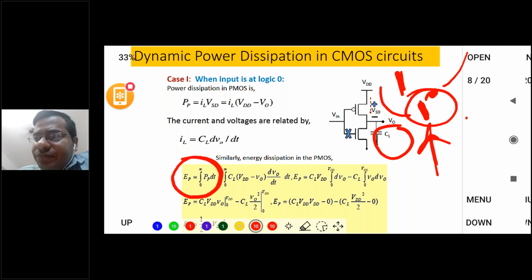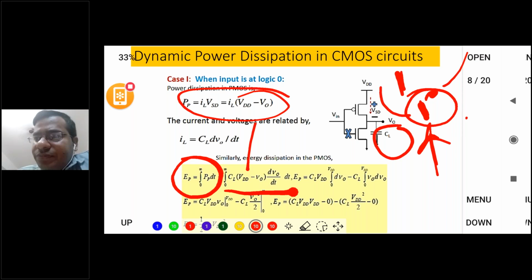Energy dissipation E is the integration of P dt. What is P? You have already calculated P. So this value CL you put here in this equation. This is P, and integrate with time 0 to infinity. That is the mathematical part. If you solve this mathematical equation, it is just a small integration.